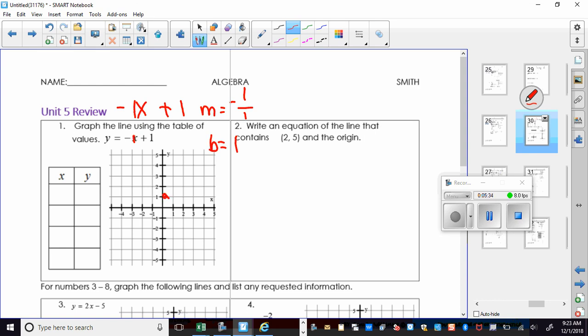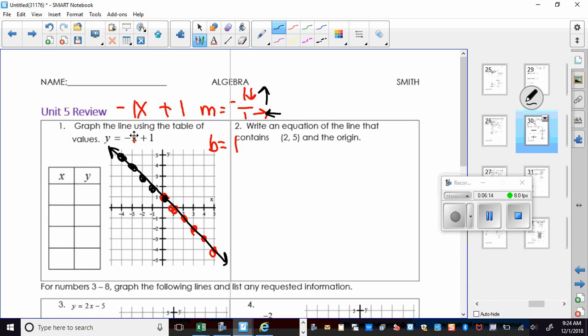So we start at 1, and then we go down 1, right 1, and make a point. Down 1, right 1, make a point. Down 1, right 1, make a point. If I want it to go the other way, I go back to that y-intercept and go the opposite direction. Up 1, left 1, and repeat, to create the line.